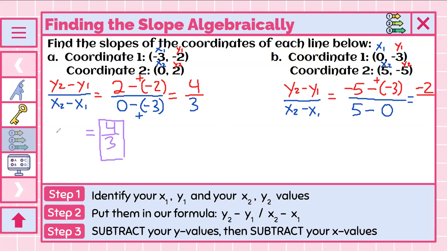For our run, our x values, it is 5 minus 0. Well, anything minus 0 is just itself. So we get 5. Meaning my final slope is negative 2 over 5, or negative 2/5.